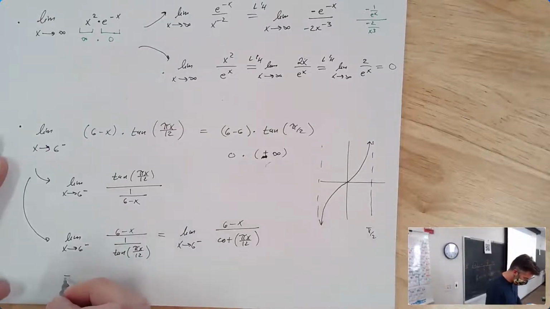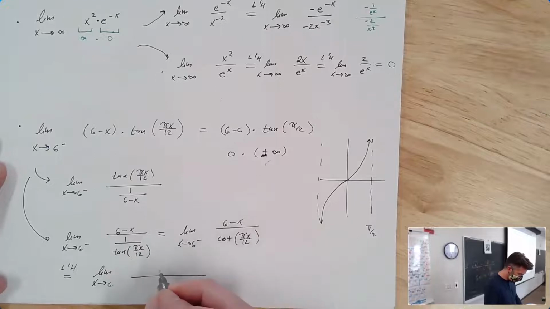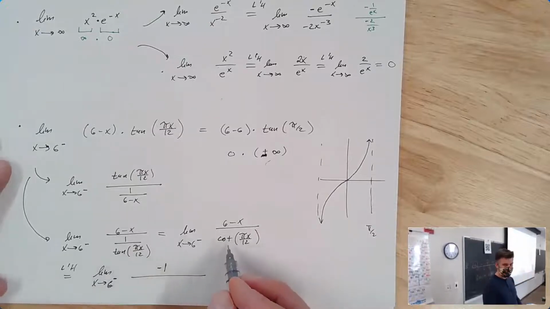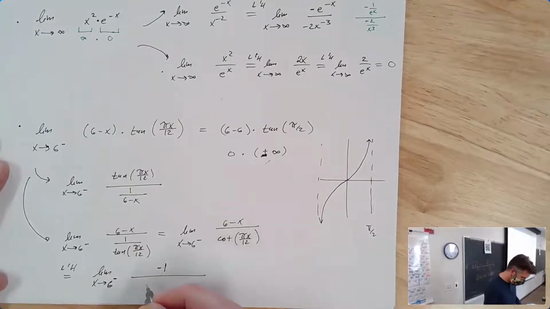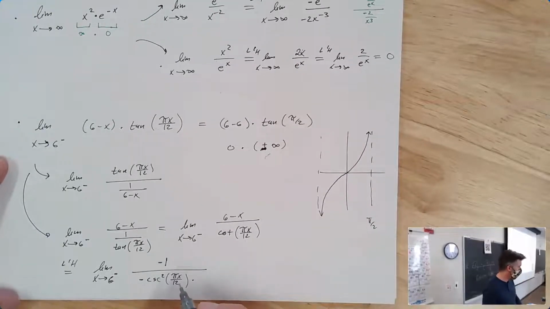If we apply L'Hopital's rule here, let's see what we get. We have a limit as x approaches 6 from the left of the derivative of the top, which is -1, over the derivative of the bottom. The derivative of cotangent of some stuff is negative cosecant squared of that stuff times the derivative of the inside stuff. The derivative of the inside stuff is just pi over 12 because it's the derivative of pi x over 12.